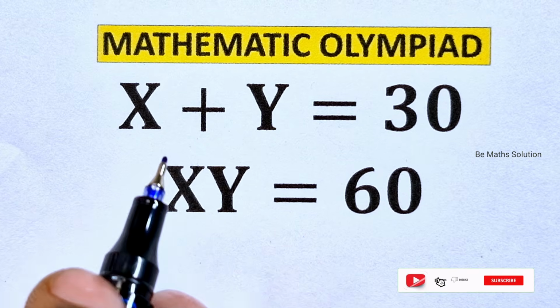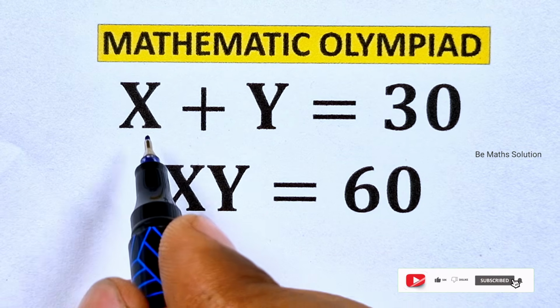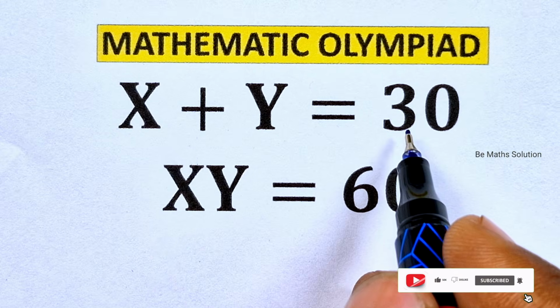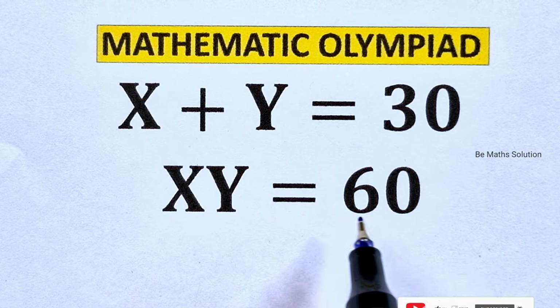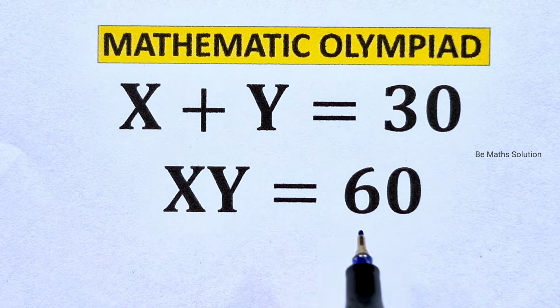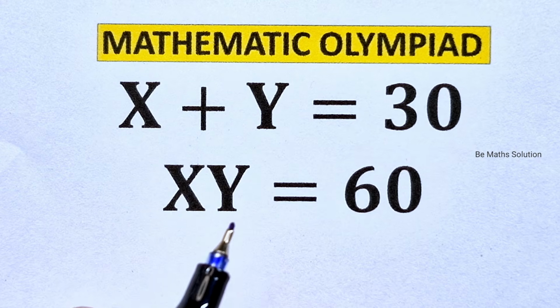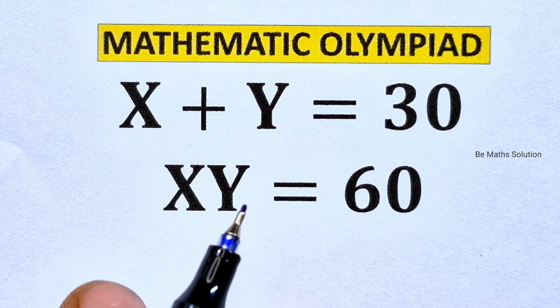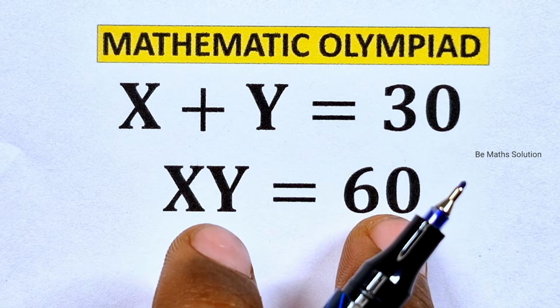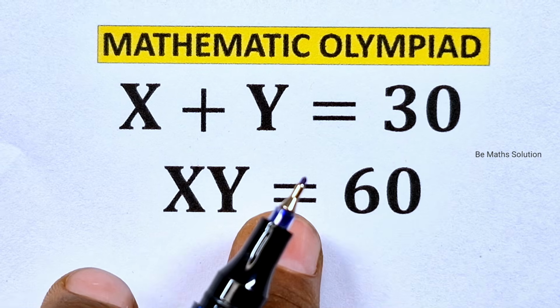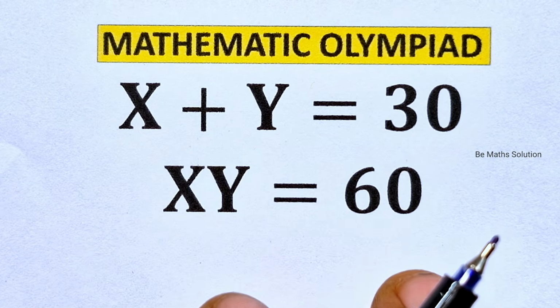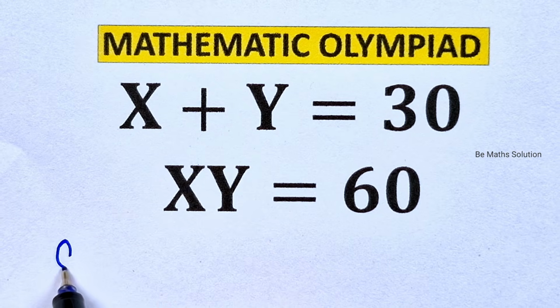To solve this very interesting algebra math problem, which is x plus y is equal to 30 and x into y is equal to 60, to find the value of x and y, listen carefully. Can you solve without a calculator? Yes or no? If yes, then try solving it before me. And if no, then watch this video till the end and do not skip any steps. Let's have a solution.